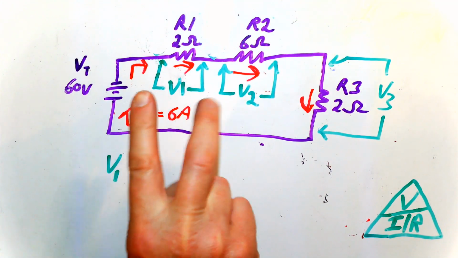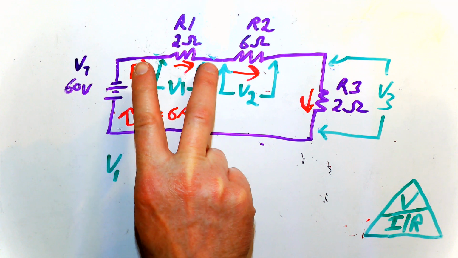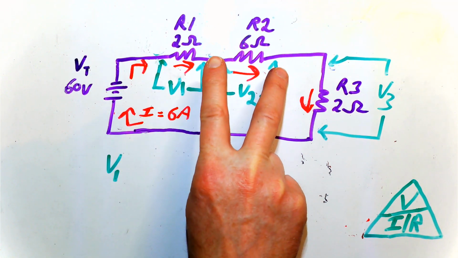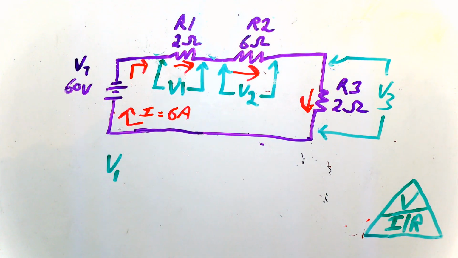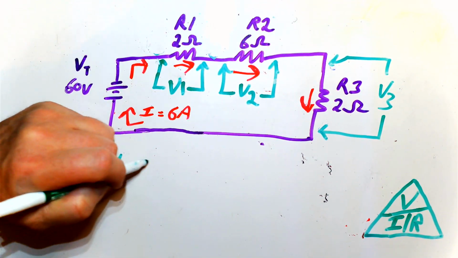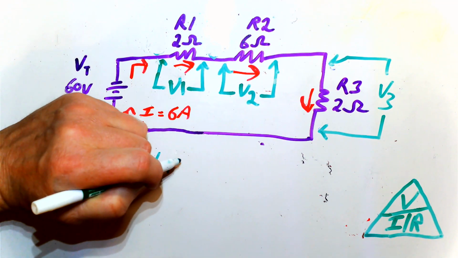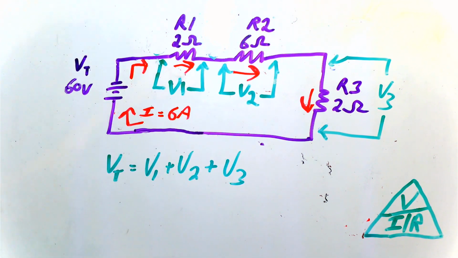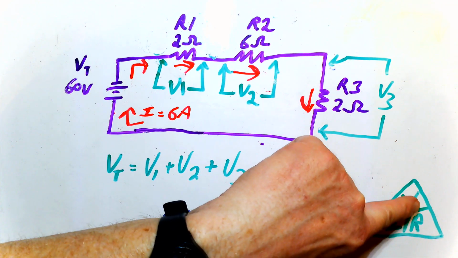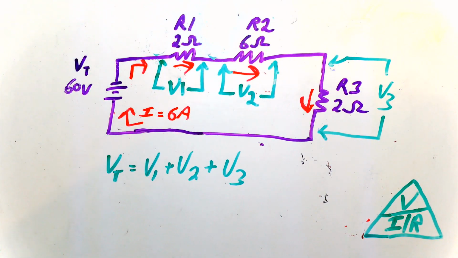So our voltage drops will be V1 across the first resistor, V2 across the second resistor and V3 across the third resistor. And the rule is V total will equal V1 plus V2 plus V3. Well, how much is V1? Well, let's look at Ohm's law. V is current times resistance.